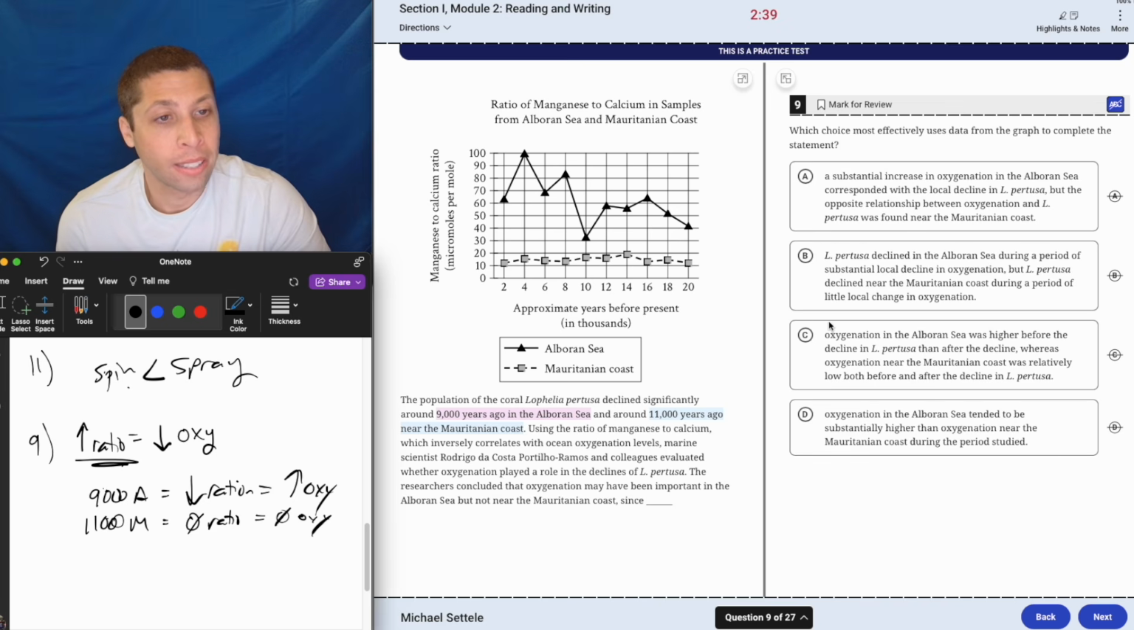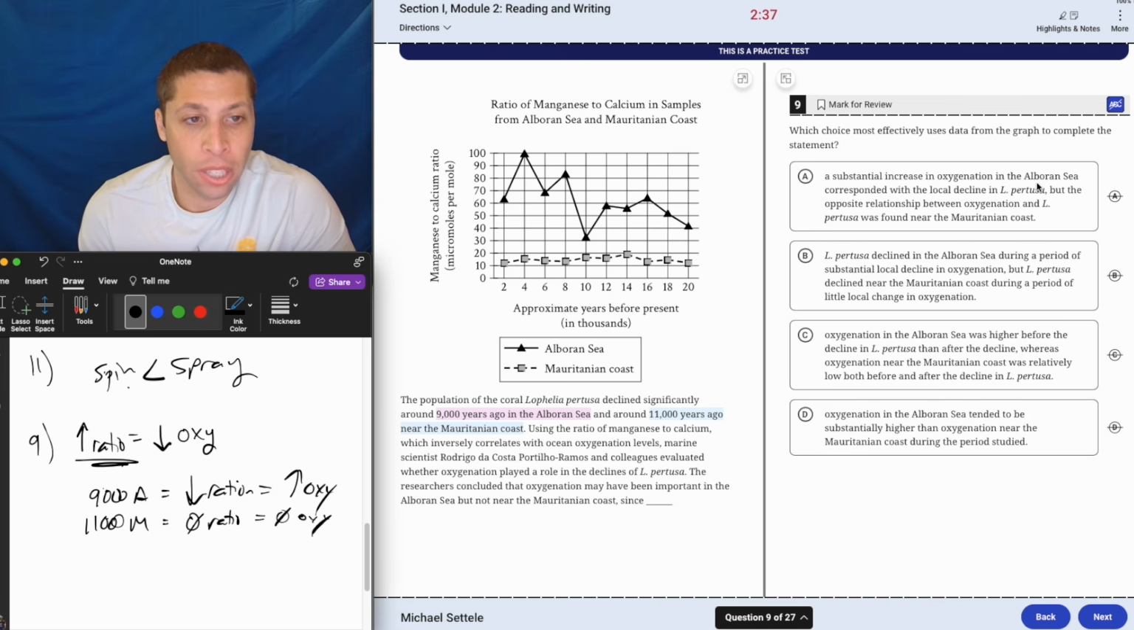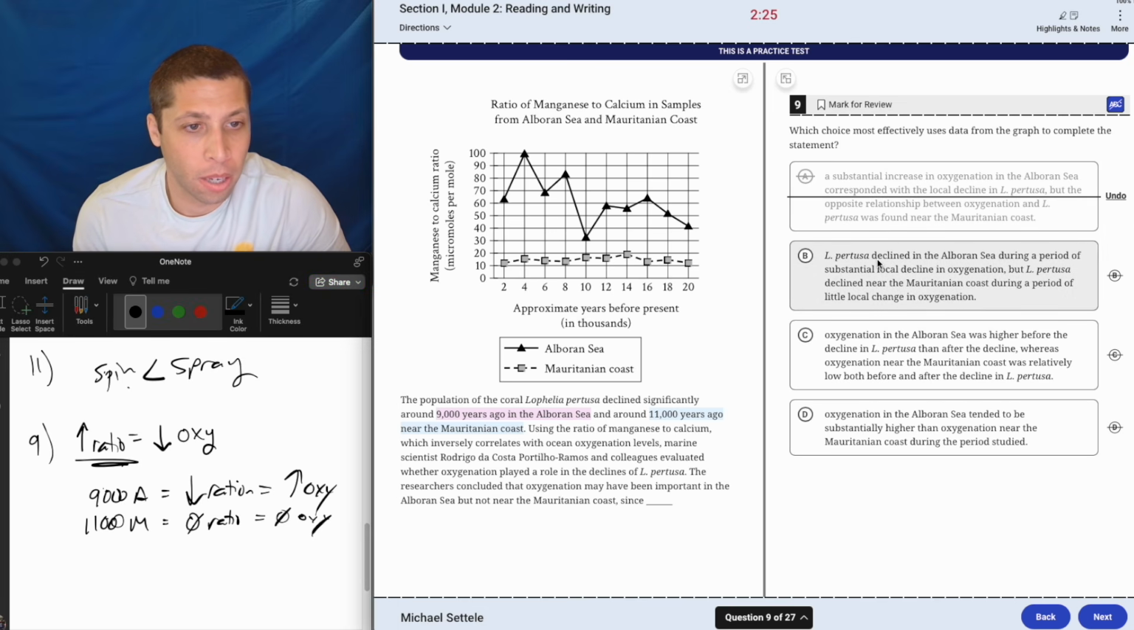Okay. A substantial increase in oxygenation in the Alboran Sea corresponded with the local decline in El Pertusa, but the opposite relationship between oxygenation was found in the Mauritanian coast. Well, it's not an opposite, because there's nothing happening in the Mauritanian. El Pertusa declined in the Alboran Sea during a period of substantial local decline in oxygenation, but El Pertusa declined in the Mauritanian coast during a period of little local change. Okay, so just a little local change I like.